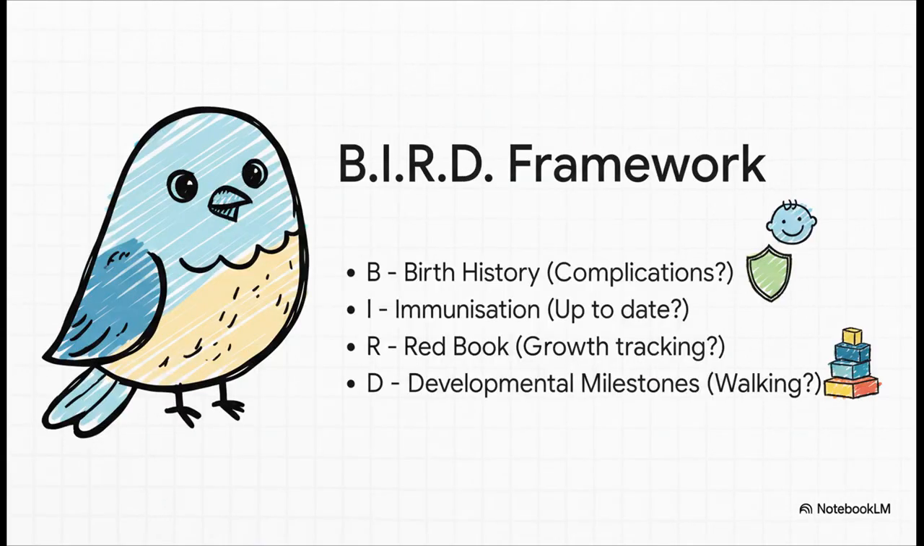And for any pediatric case, you need a system. The BIRD mnemonic is honestly such a lifesaver for this. It's simple. B for birth history, I for immunizations, R for the Red Book, their growth charts, and D for developmental milestones. It's a quick and easy way to make sure you've covered all those essential background details.